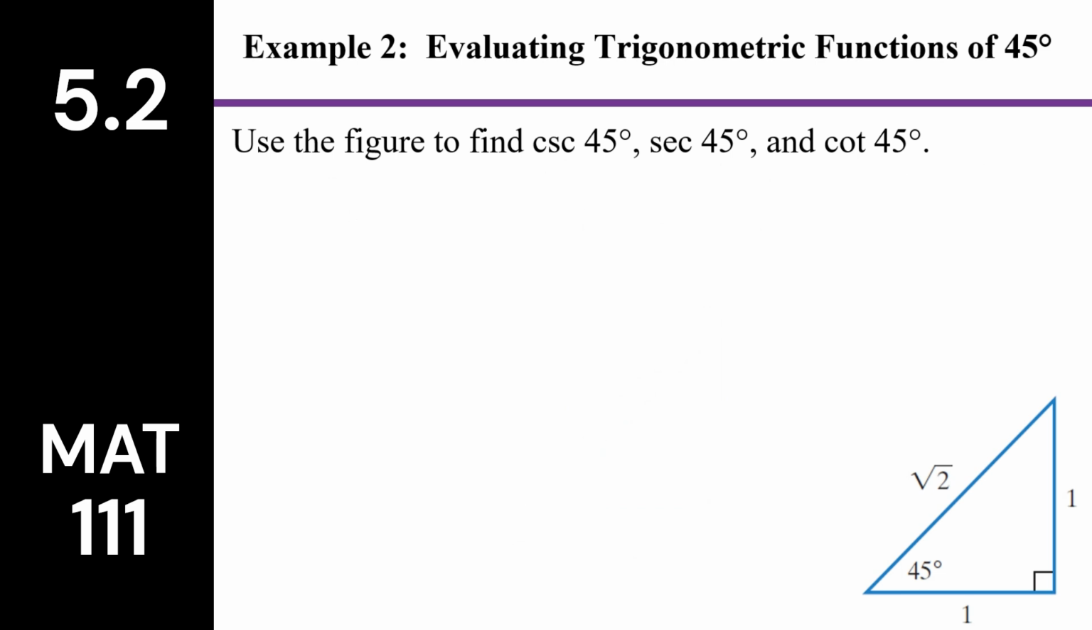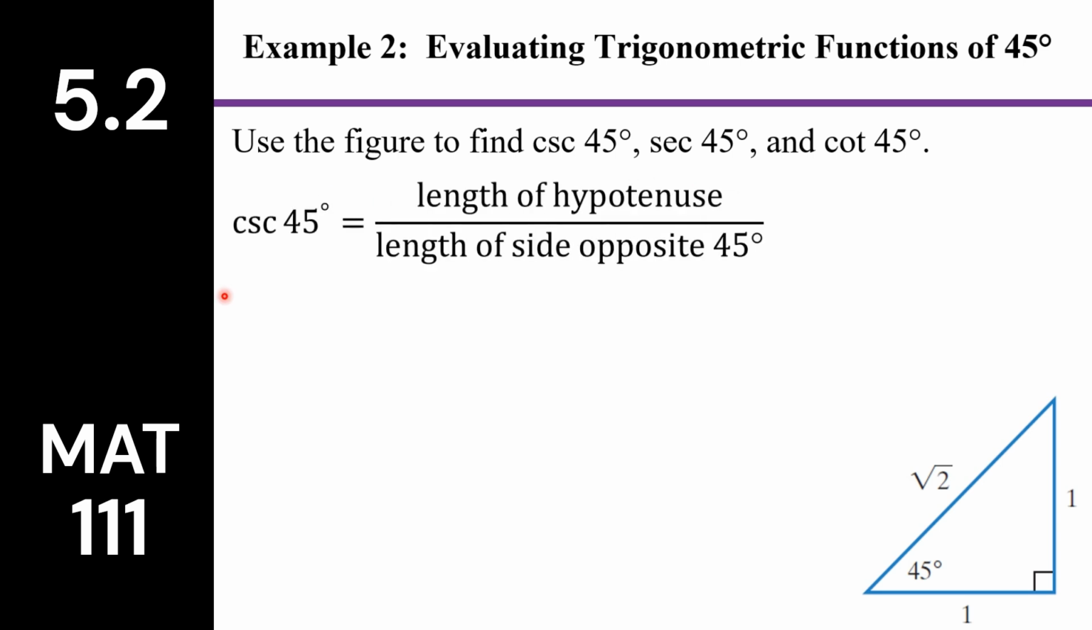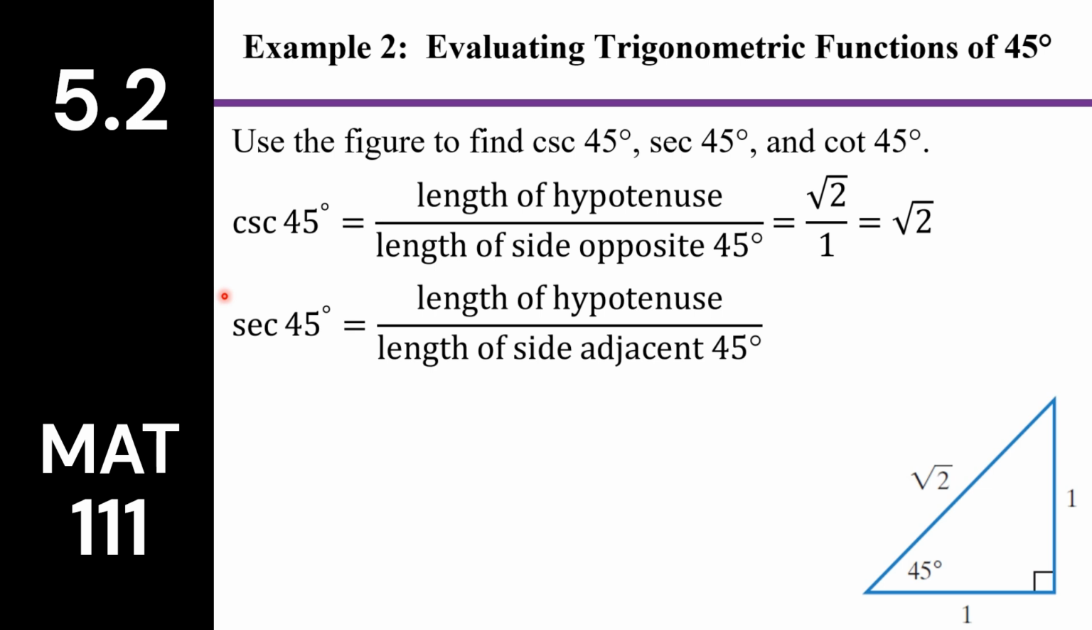We can use that to find various trig values of 45 degrees. Since the cosecant is the hypotenuse over the opposite, that gives us radical 2 over 1. The length that's across from 45, the opposite, is 1, and that reduces to radical 2. The secant is the hypotenuse over the adjacent, so that's again radical 2 over 1. Since the opposite and the adjacent are both 1, we get the same value for both of these.